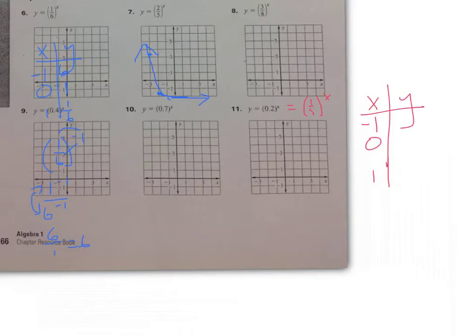So that means I can fill out the rest of my y values here. The 0 is obviously going to be 1. My positive 1 is going to be 1/5, or 0.2, they're the same thing. And my negative 1 is going to be 1/5 to the negative 1 power, which is the same as 1 to the negative 1 over 5 to the negative 1, which is the same as 5, when you flip both of them. So it's going to be all the way up at 5, and I can draw my graph like this. Okay, let's go to the next page.